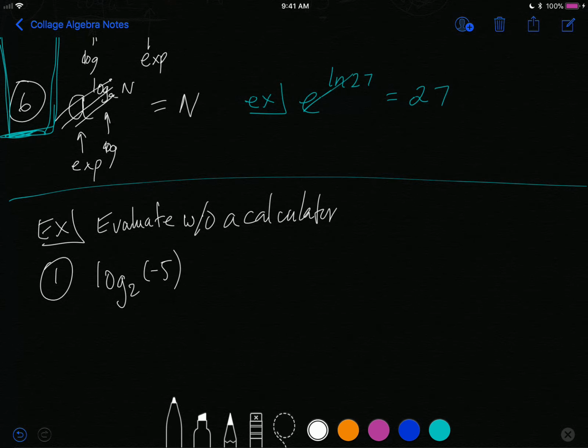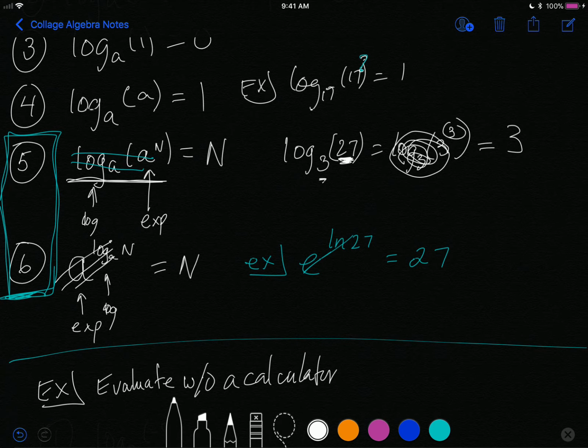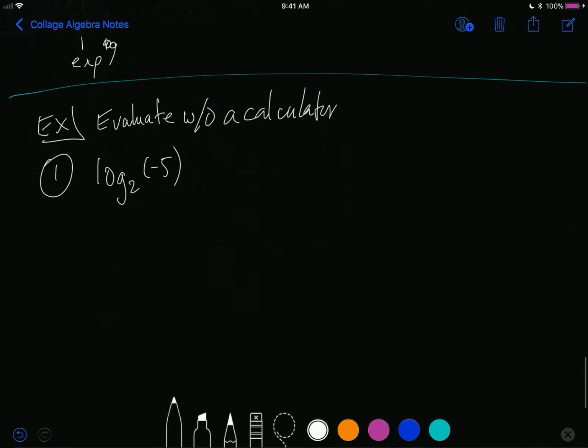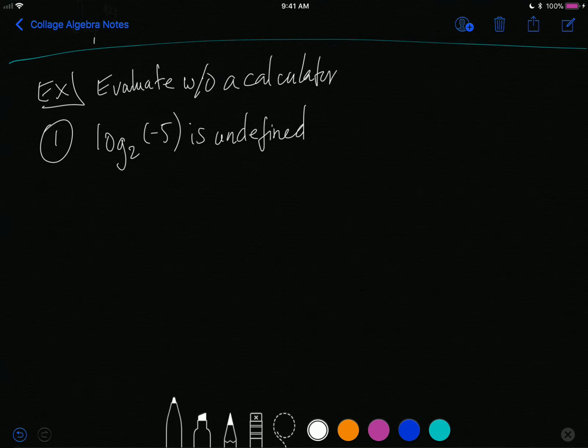Later on, I think I'll get to the point where I can show you how to do things with a calculator. But for now, we don't need no calculator. Well, log base 2 of negative 5. I know that if I plug a negative number into a logarithm, I don't get an answer. So log base 2 of negative 5 is undefined. Just like that.